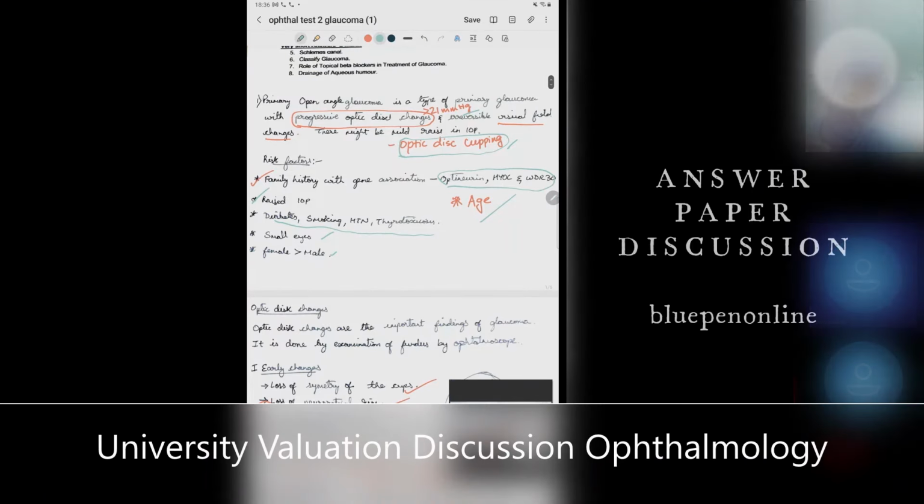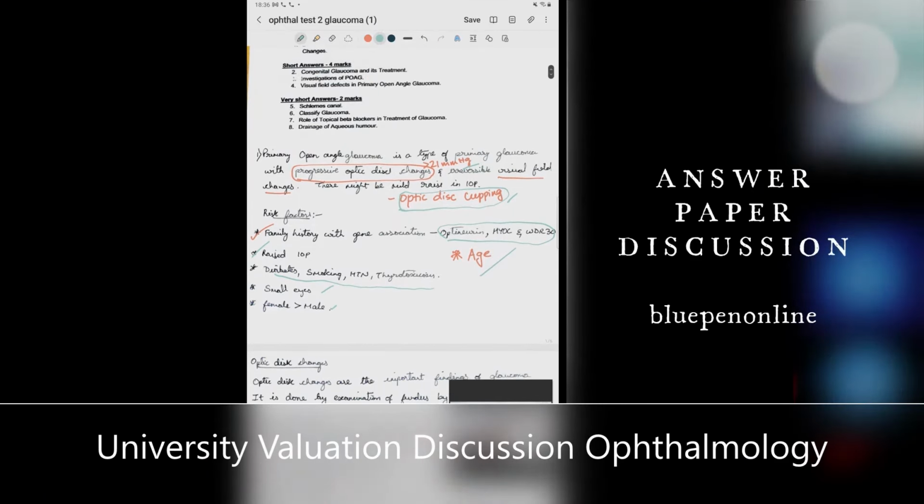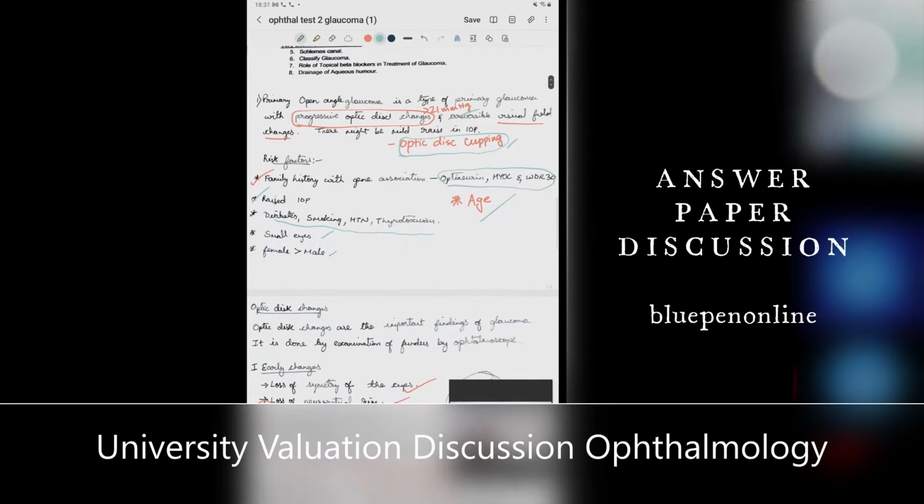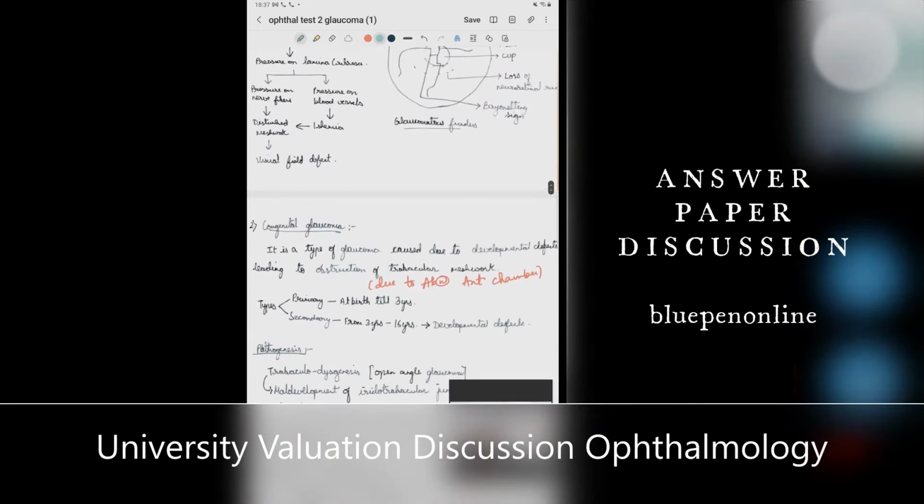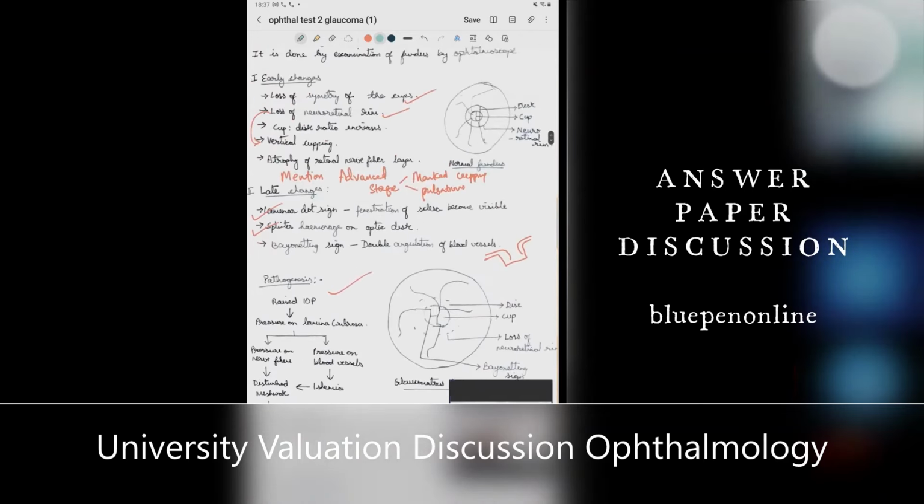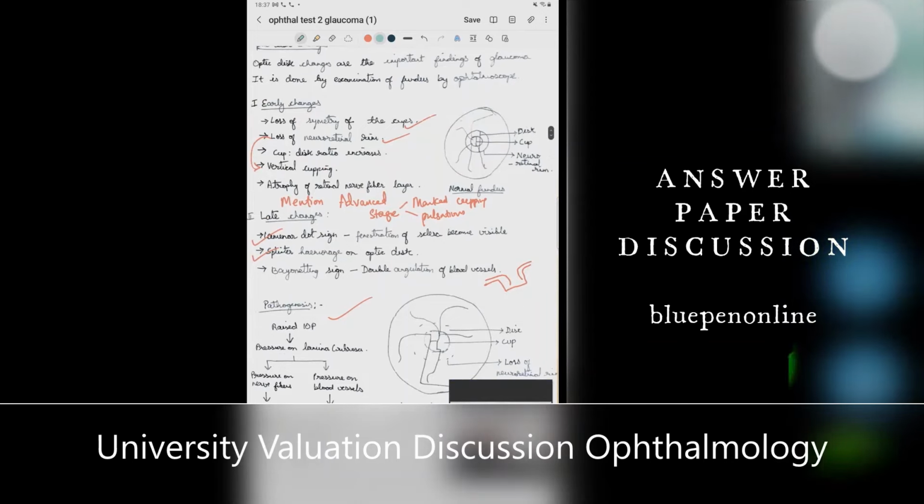There's a little bit because it's for 2 marks. Fine, it's only for 2 marks, so it's okay. If they give it for 4 marks, just explain. Okay. And optic test changes. See, you won't get 6 marks for this, because you wrote only 2 things.